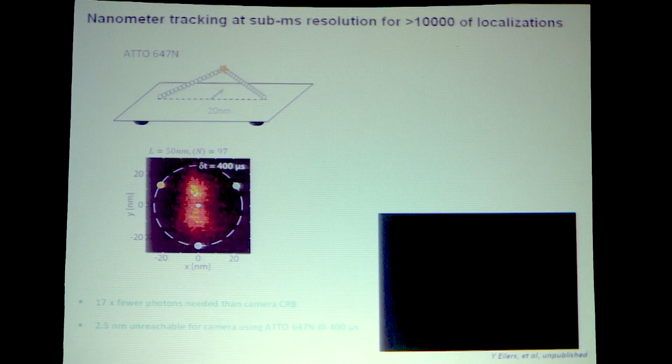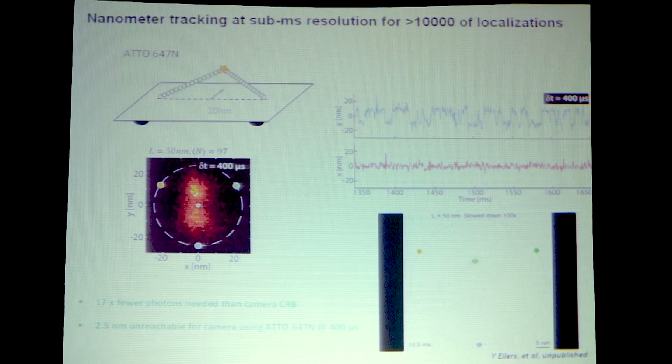The precision of the position of the molecule at any given instant was very high, 2.5 nanometers, and localized, as I said, within 400 microseconds. So in this experiment, 7 times fewer photons were needed than with a camera. Of course, you couldn't get that with a camera. And this has allowed us to reconstruct a movie of the movement of the molecule.